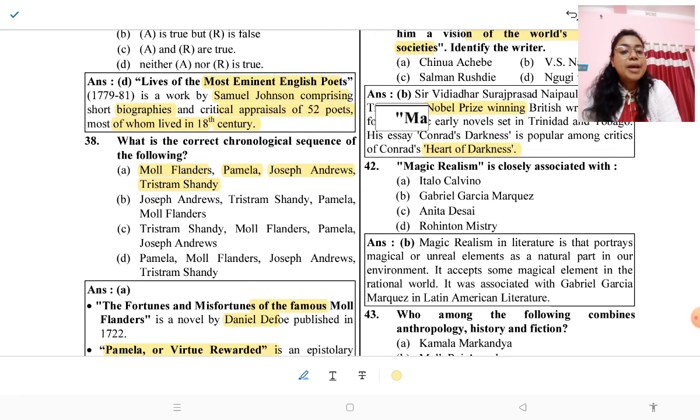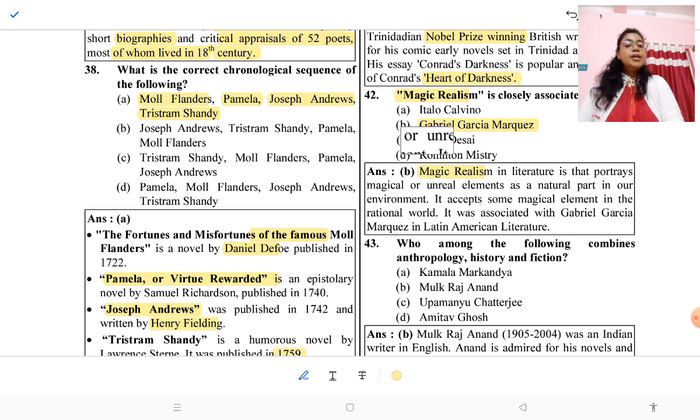Then, magic realism is closely associated with whom? This is an important question, as you know, because I am repeating this question a second or third time. It was associated with Gabriel Garcia Marquez. Magic realism in literature portrays magic and unreal elements as a natural part of our environment. It accepts some magical element in the rational world. It was associated with Gabriel Garcia Marquez in Latin American literature. So this time also they asked a question on magical realism.